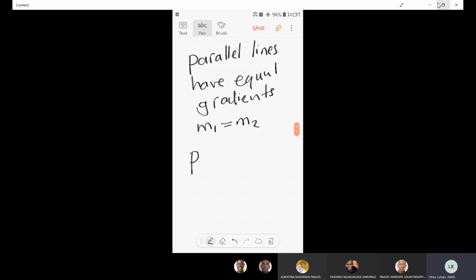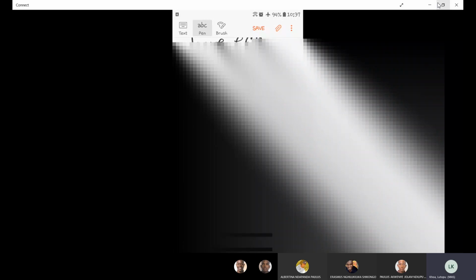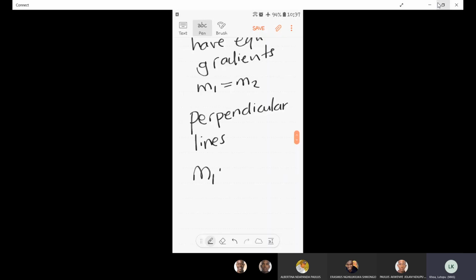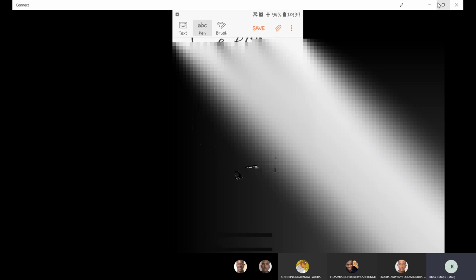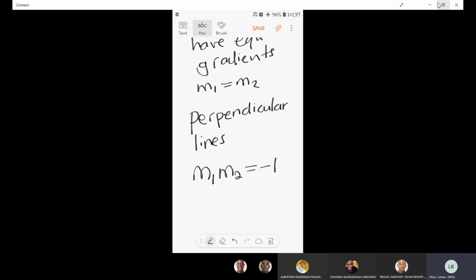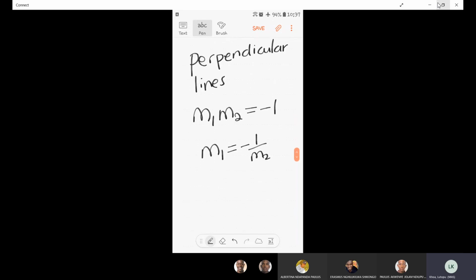And then perpendicular lines. These are lines that meet at a 90-degree angle, and we say that the product of the two gradients is equal to -1. Okay, or you can say one gradient is the negative reciprocal of the other one. So if you have the two equations of the lines in standard form, you multiply their gradients. If the answer is equal to -1, then those lines are perpendicular.